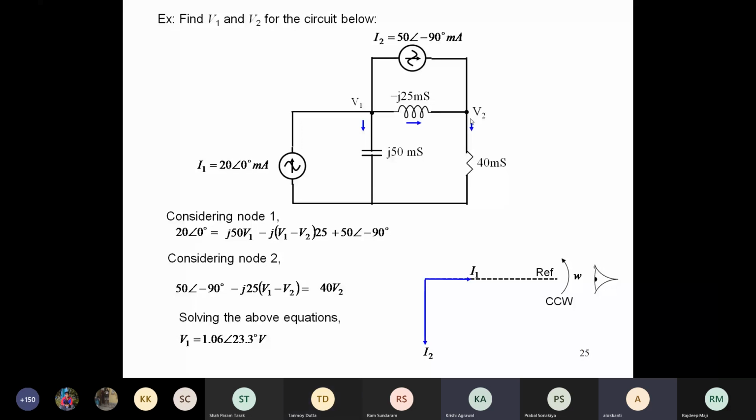So the value is, if you draw, this is the value of V2 also. Sir, V1, 1.0619. Okay, I have stopped at 2 decimal places. And then you can complete the phasor. So the first phasor is V1 at angle 23.3 degree, and then it is V2 at an angle minus, so minus is basically in the fourth quadrant, minus 50 degree, and it's basically here.